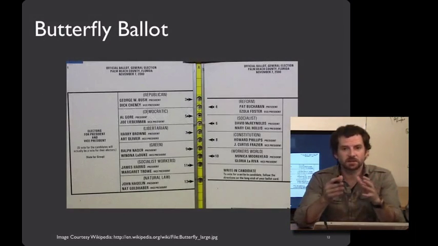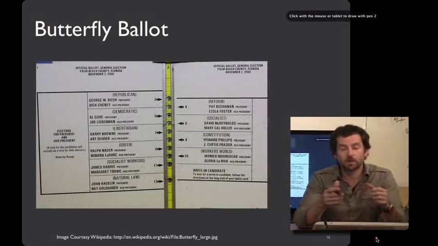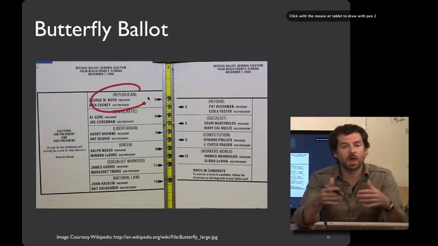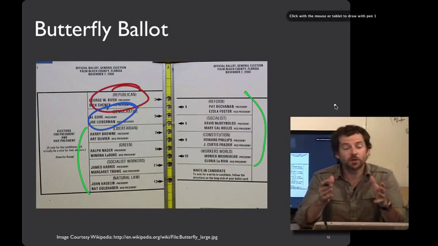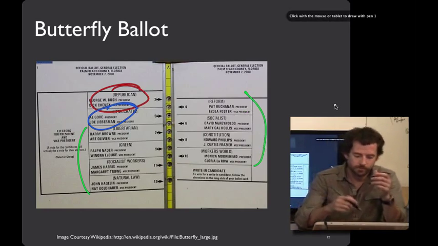Here we have an interface that led to a lot of user errors. This is a ballot from Palm Beach County, Florida, during the 2000 presidential election in the U.S. There were two major party candidates, the Republican candidate, George Bush, and the Democratic candidate, Al Gore. Across the nation, they were overall running neck and neck. There were also 8 other candidates who each gathered a smaller fraction of the vote. A user's vote was recorded by a hole being punched out along the center line of the ballot.